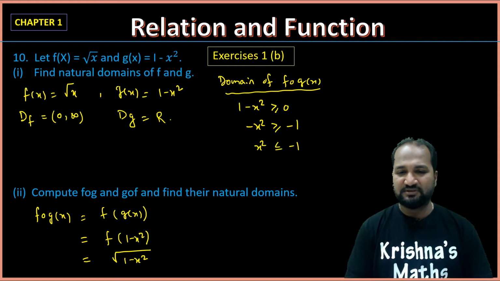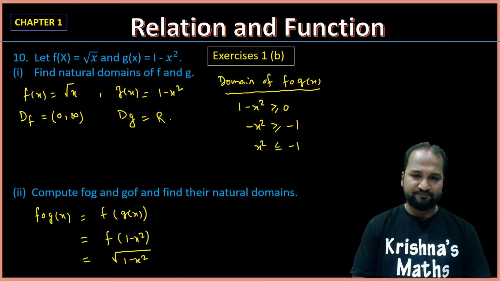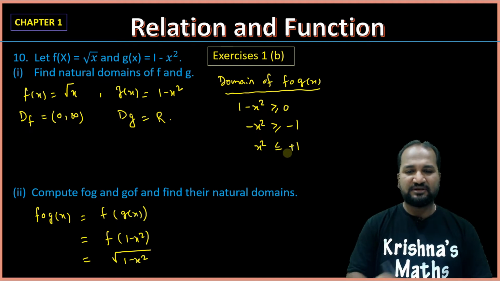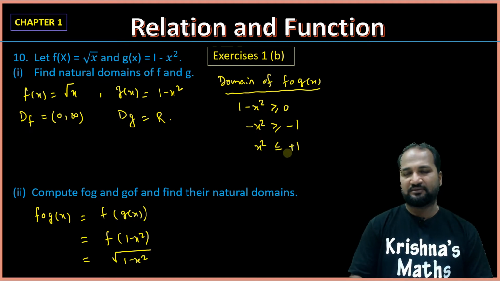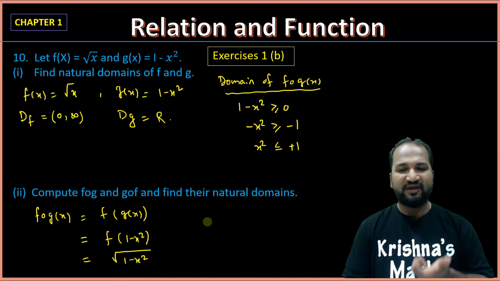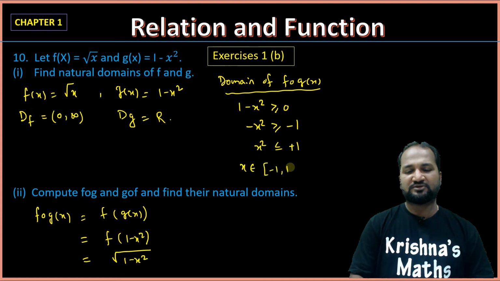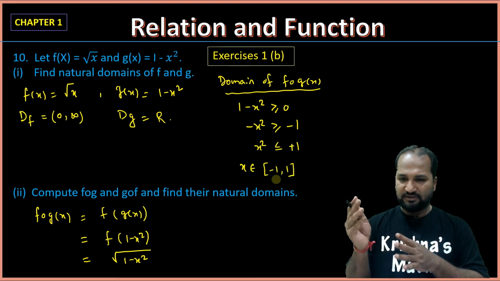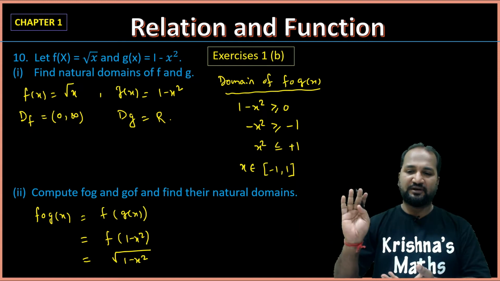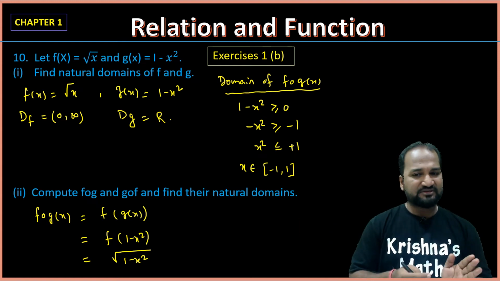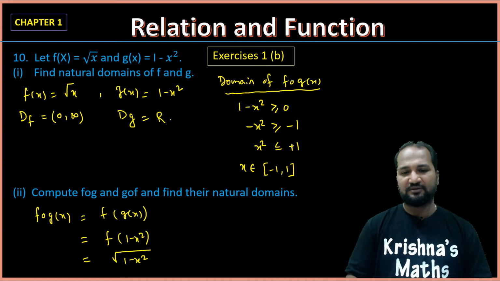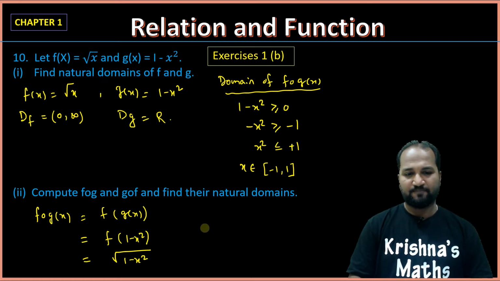Where it is greater than, it becomes less than, and where it is less than, it becomes greater than. Multiplying by minus makes it plus, so x square is less than or equal to 1. So the value whose square is less than 1 or equal to 1. Therefore x belongs to minus 1 to plus 1. If it goes above 1, its square will be greater than 1. If it is less than minus 1, then also the square will be greater than 1. So this is the domain of fog.